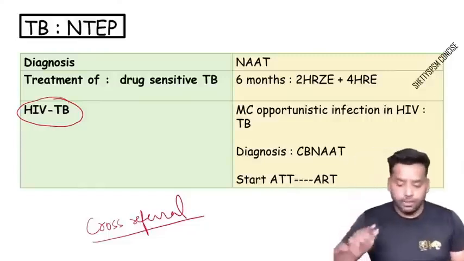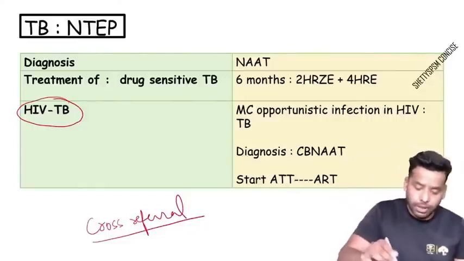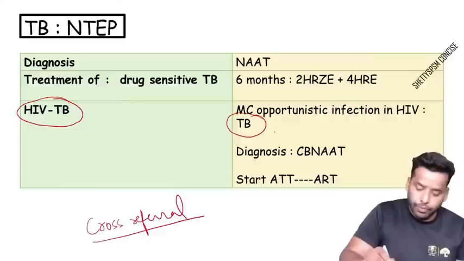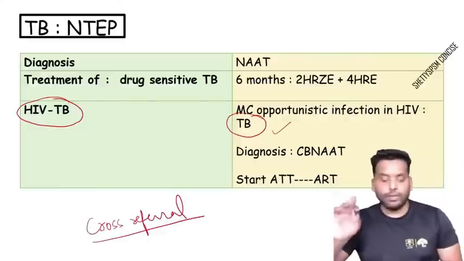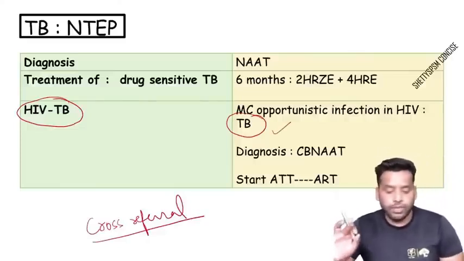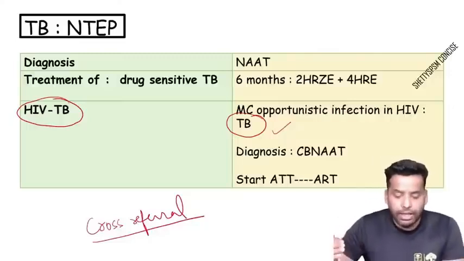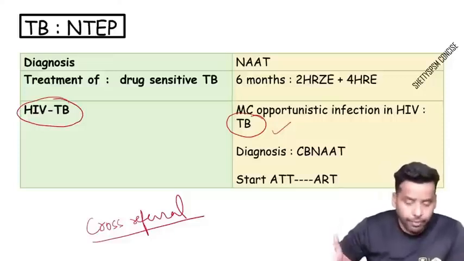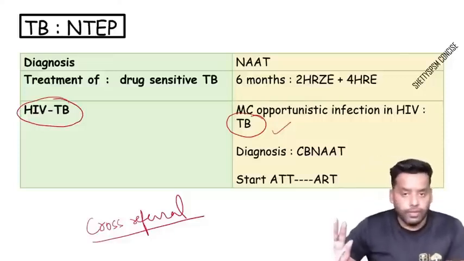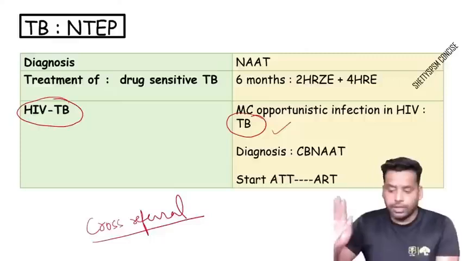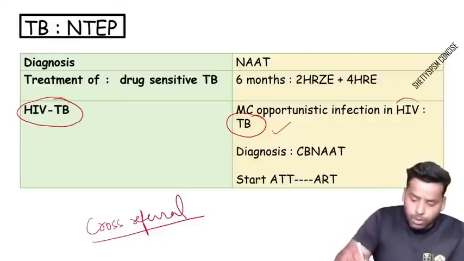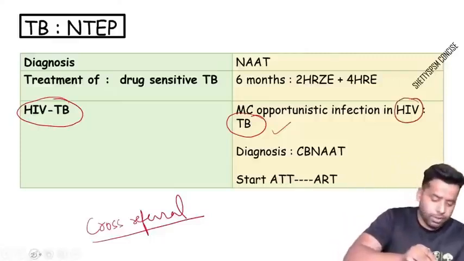What is the reason why we have to rule out TB? Because this is the most common opportunistic infection. So any case of HIV, usually HIV will indirectly present as tuberculosis only. Most common opportunistic infection in HIV is TB. At the same time, most common cause of death in HIV is also TB.